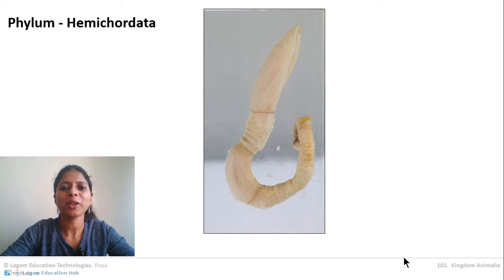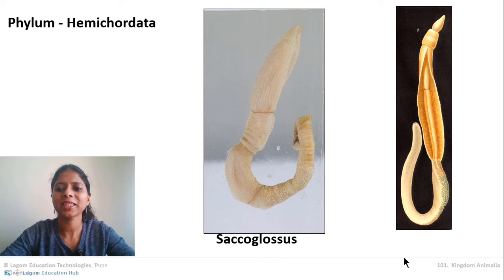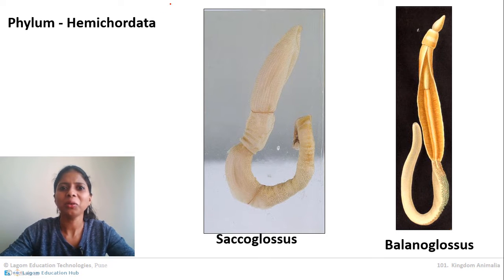Now the first example of Hemichordata is this animal, Saccoglossus. Then another example is this Balanoglossus. These animals look a little different and don't look familiar, isn't it? So let us try to gather knowledge about these different animals and go ahead with their characteristics.